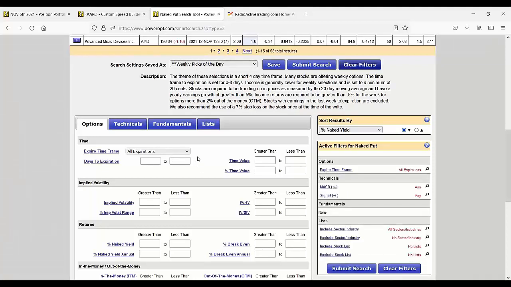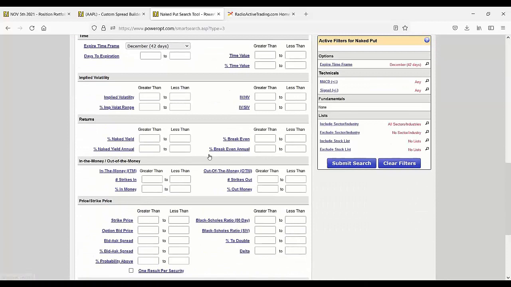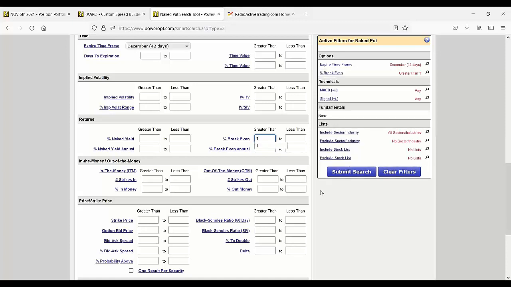So let me clear everything out of the table and we'll select standard December. I don't care about implied volatility for this search. I don't care about naked yield. I do care about the percent to break even. I want the percent to break even to be at least 1% perhaps against the current stock price. What does that mean? That means I'm getting a lower cost basis if I'm assigned by at least 1%. That's one way that you could get that 1% I was mentioning.